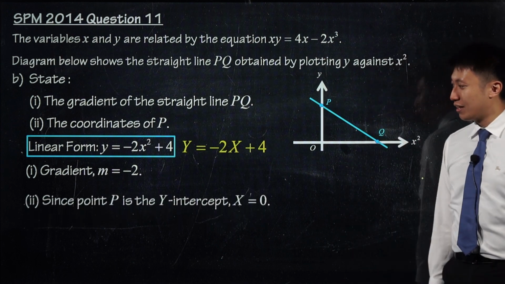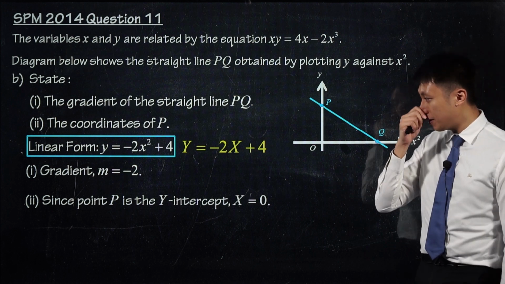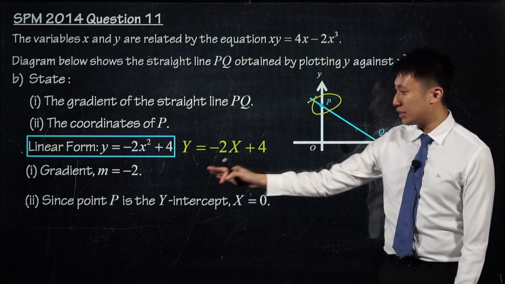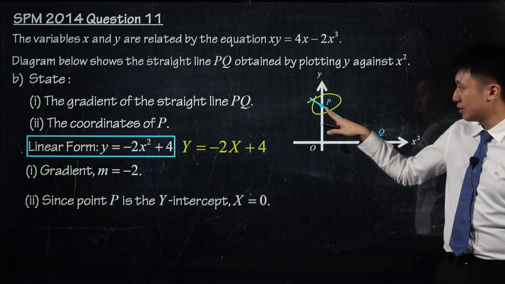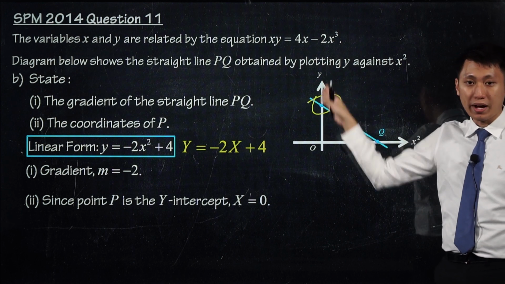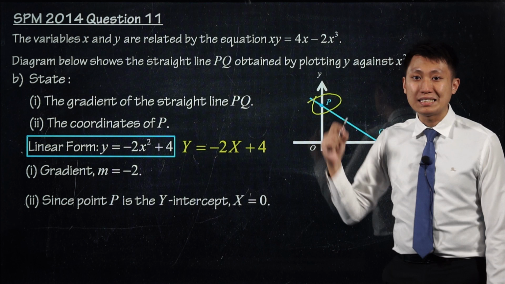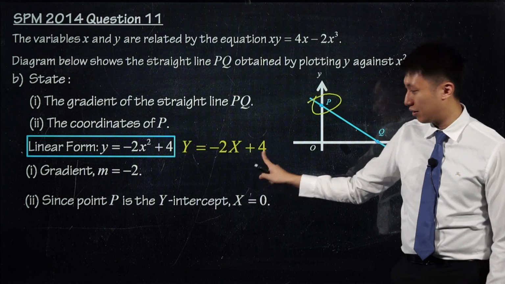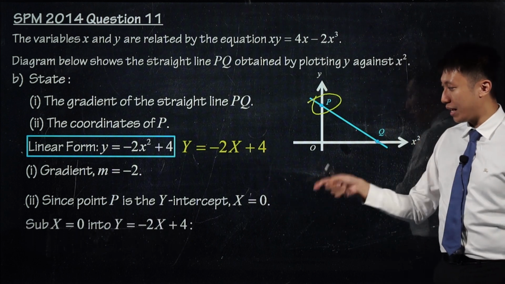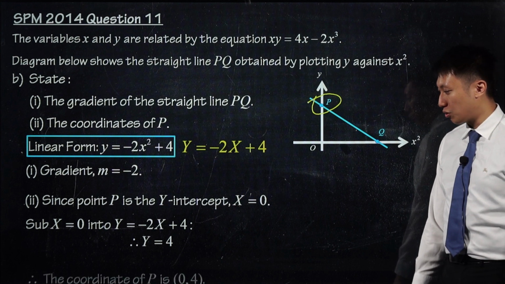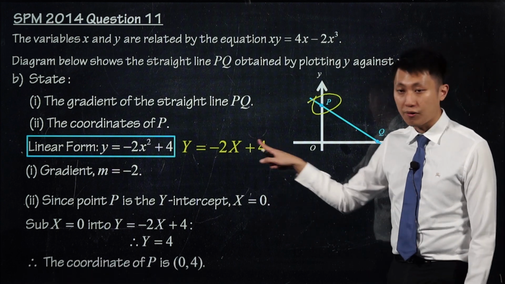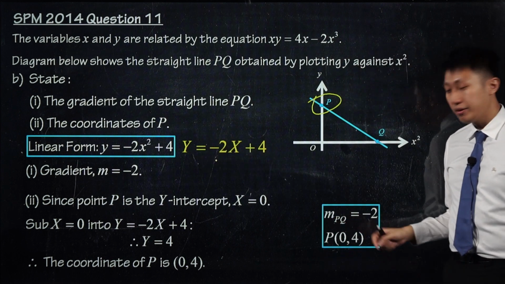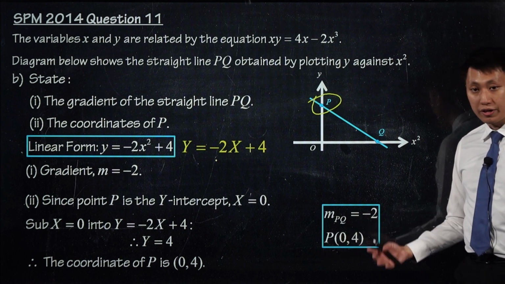Okay, too simple. Since point P is the y-intercept, okay, so now you want to find P now. You want to find this value of P. Okay, so since P is the y-intercept, do you see that? Very clearly it's on this y-axis. So y-intercept is also the C, remember? When you substitute 0, this is your C. So that's the y-intercept as well. So it's very simple. So sub into that, then you get y is equal to 4. So the coordinate will be 0 and 4. 0, comma, 4. Okay, easy. So the slope of PQ is -2. P, the coordinate is 0 and 4.